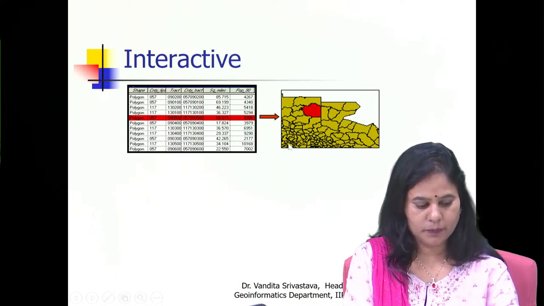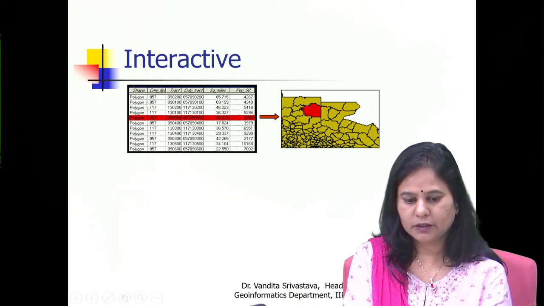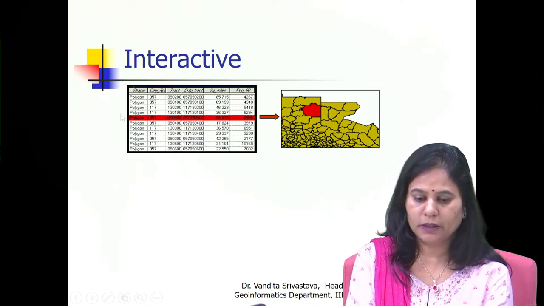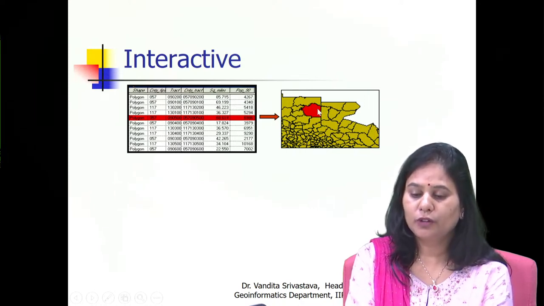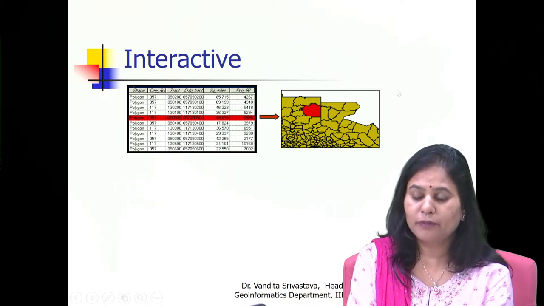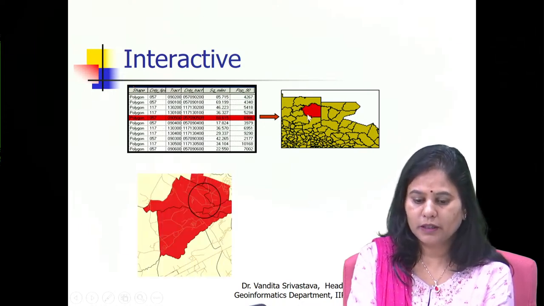You have a table, and in this table you can select a particular record. Accordingly, that particular element or feature in the map window will be shown as highlighted. So this is the one that is selected. Okay.